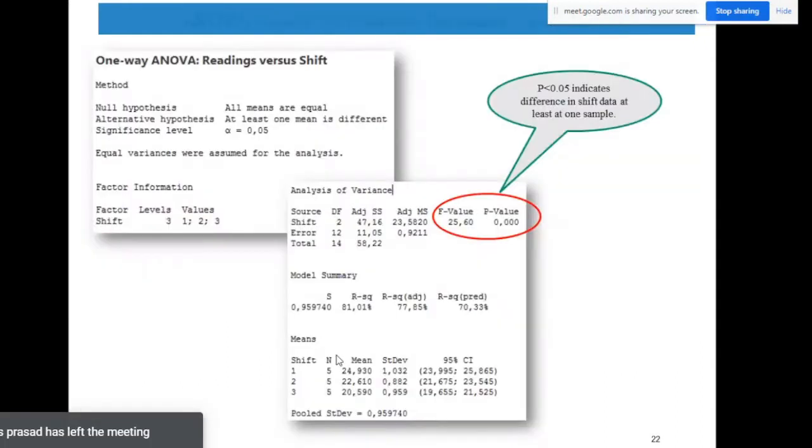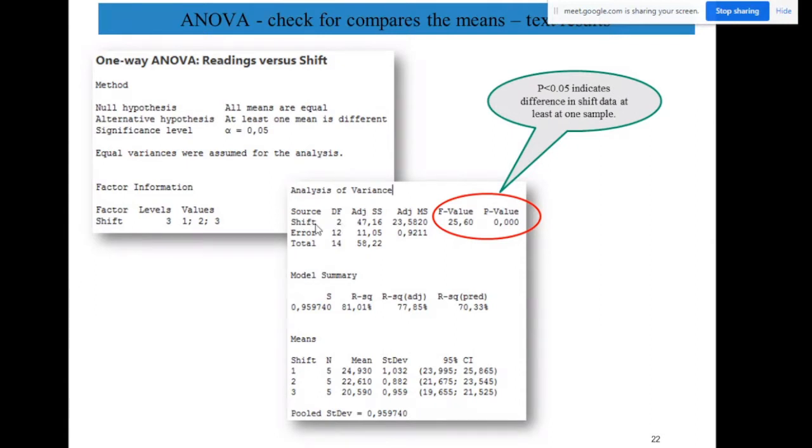Now, how is R square calculated? Here you can see this is the shift. Shift is the between group variation. We have 3 shifts, so degree of freedom is 2, that is n minus 1.